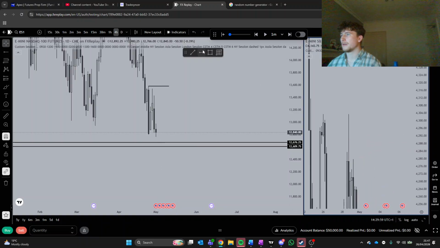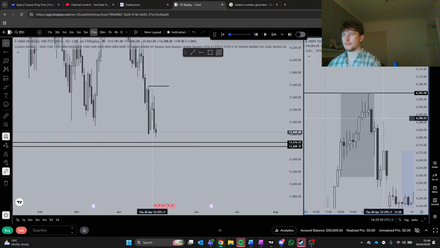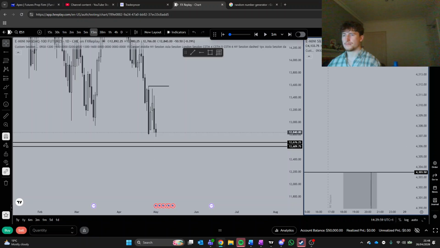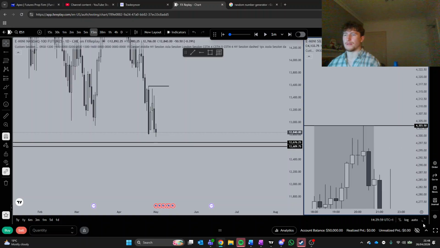Why is it like we have equal highs? God, I hate how that's a thing. Why am I having to zoom in? So, okay, we have equal highs. Like, what the fuck is that?